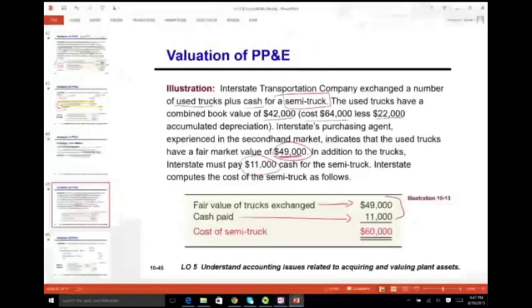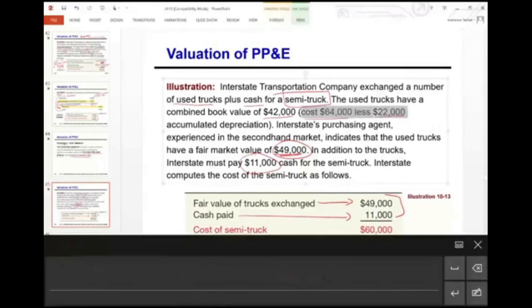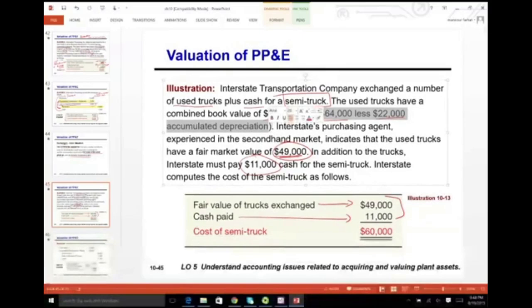60,000. So this is the debit, and this is the credit column. Oops, credit. So we're going to debit the asset 60,000. Now, what else do we have to do? Since we got rid of the old trucks, we have to credit the cost of the old truck, 60,000, and its accumulated depreciation. We have to credit the old truck and accumulated depreciation of 22.